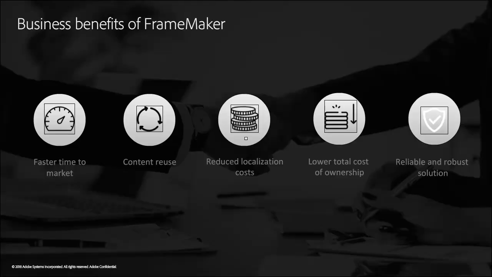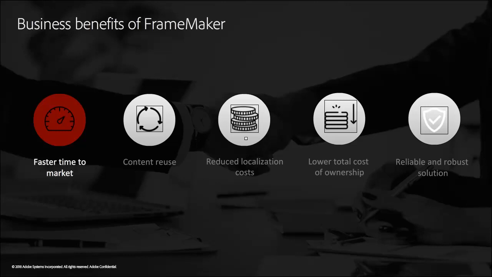Let's take a few moments to summarize what we've discussed so far. FrameMaker is faster to get content to market because you don't waste time messing around with formats, can quickly reuse content such as images, fragments of content, topics, or even entire documents, keeps your translation costs lower, and is an overall more affordable solution when the total cost of ownership is calculated.